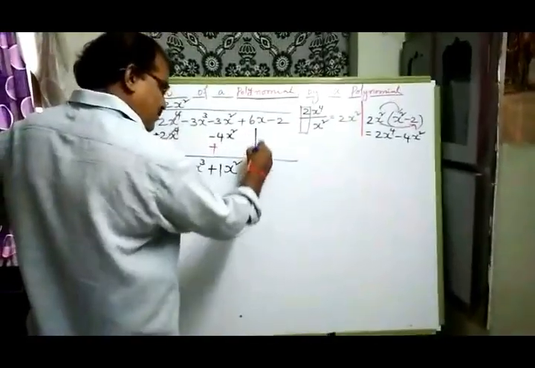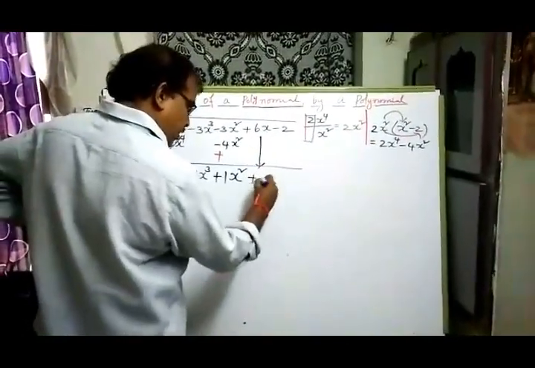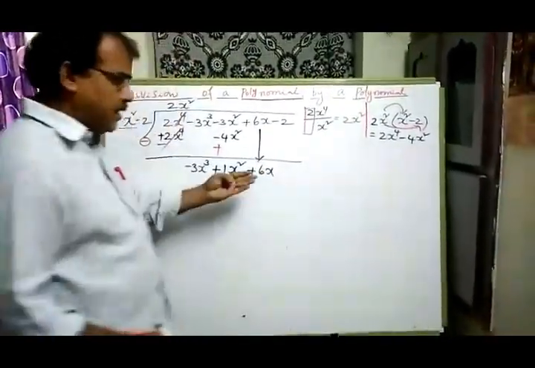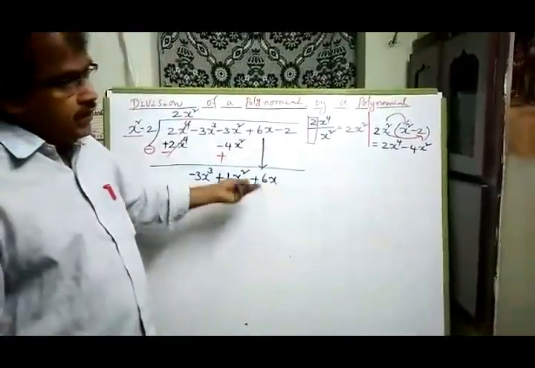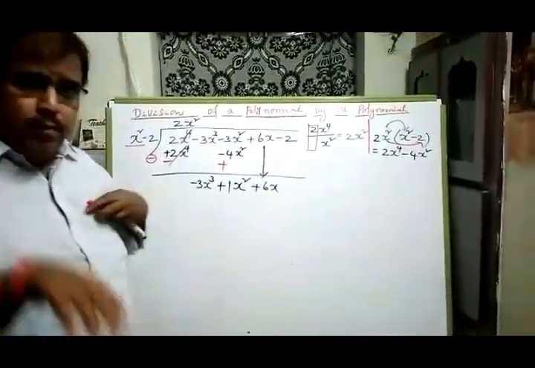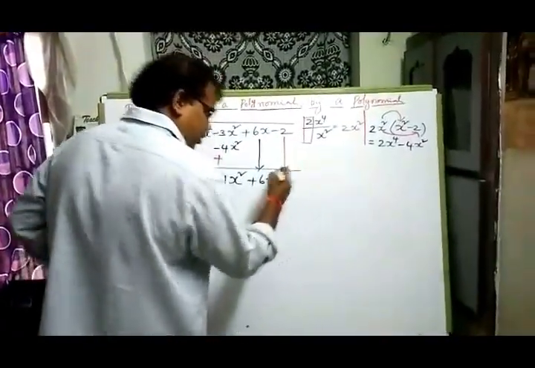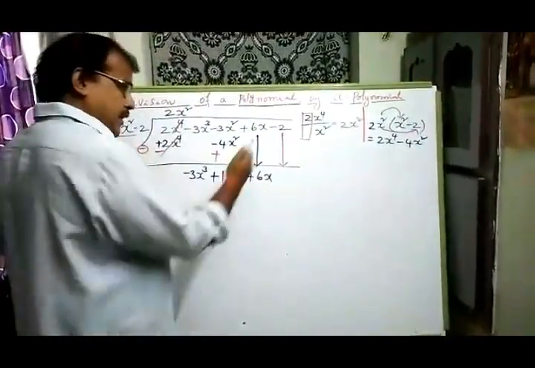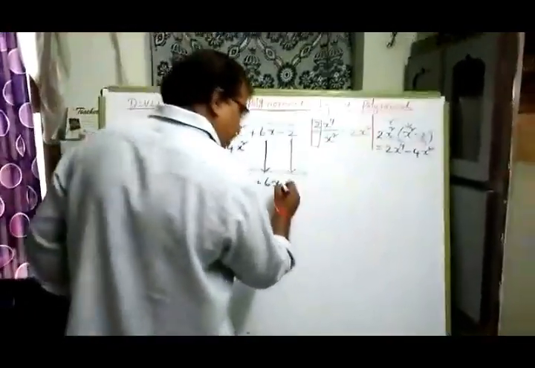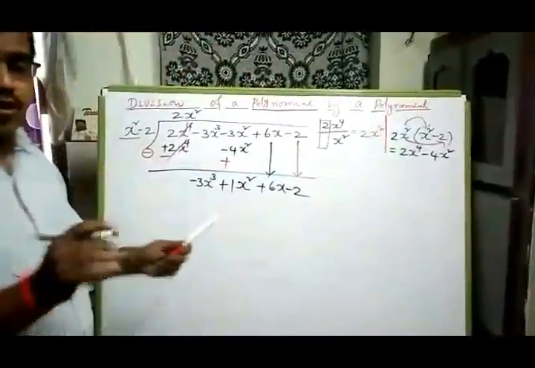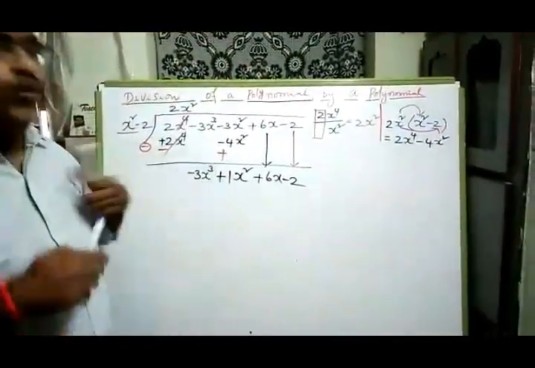You bring down plus 6x. Last time I explained, bring down only one time. If you want to bring down the next term also, you can bring it down at a time, no problem. Either you can stop here, otherwise you can bring down minus 2 also. This is the new dividend.